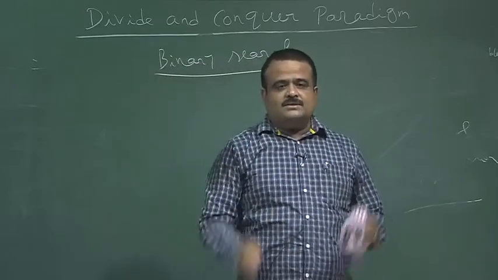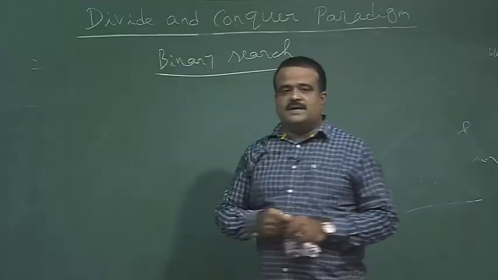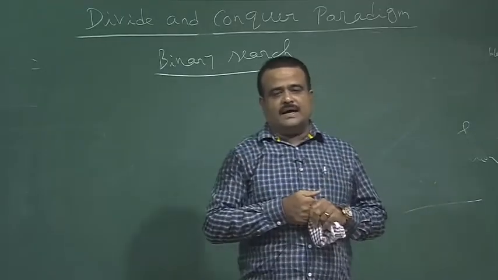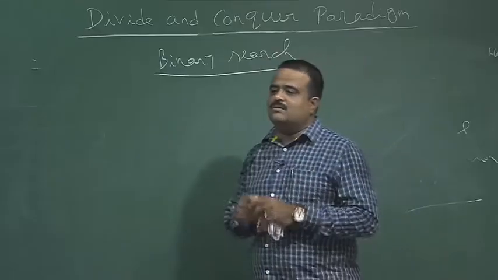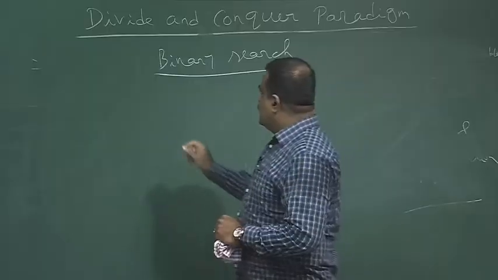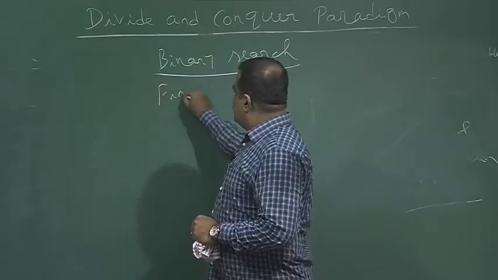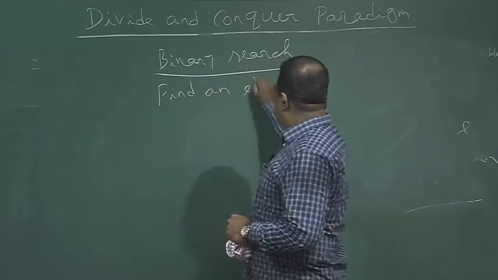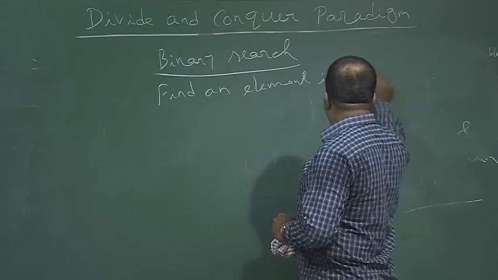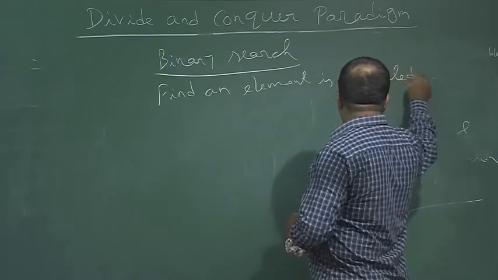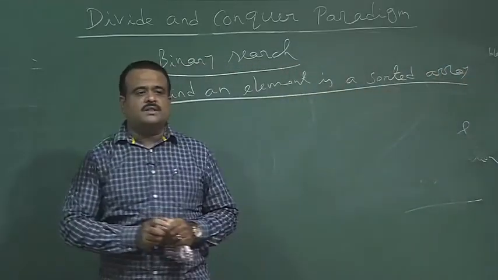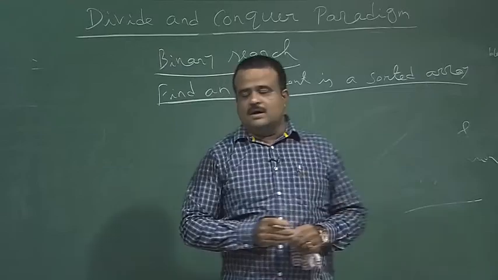So, in binary search, what is the problem? The problem is we are given a sorted array and we need to find an element in the array. If it is there we return that element, otherwise we say no. So, how can we use the divide and conquer technique here?